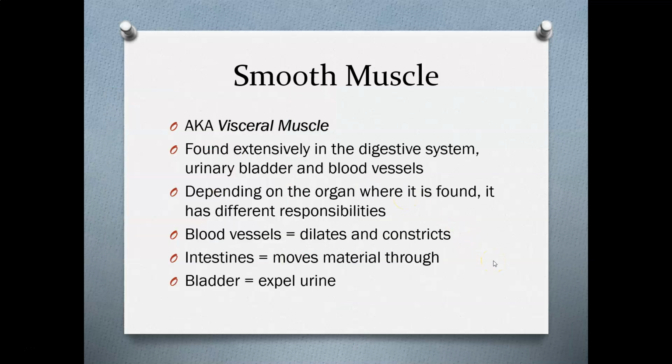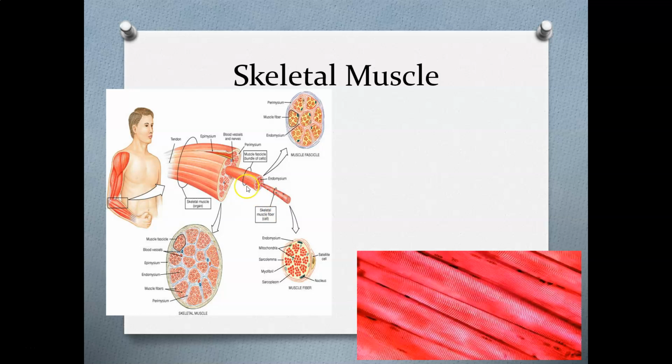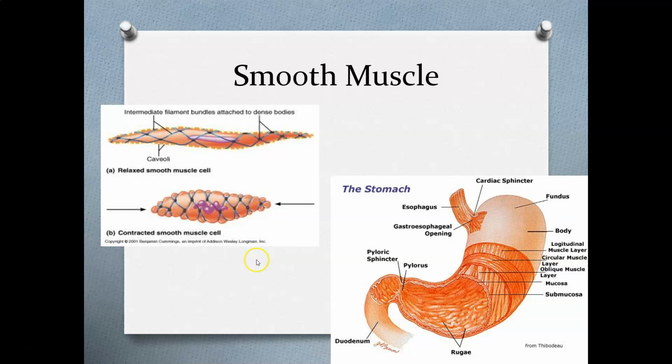Smooth muscle is also known as visceral muscle. It's found extensively in the digestive system, urinary bladder, and blood vessels. And depending on the organ where it's found, it has different responsibilities. In blood vessels, it dilates and constricts blood vessels. In the intestines, it moves material through the intestinal tract. And in the bladder, it's responsible for contracting, which expels urine when you urinate. We can see here it looks slightly different. Remember, we've got our skeletal muscle cell here, and then we've got our smooth muscle cell here. You can see it contracts slightly differently.